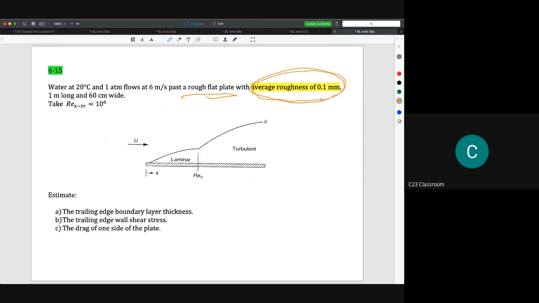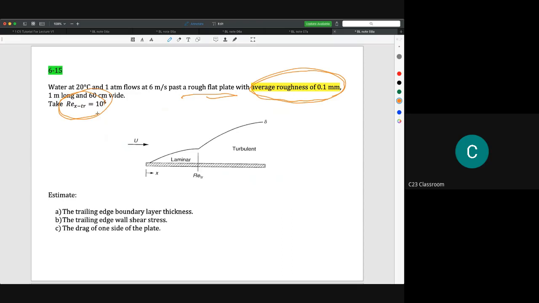So, and then 0.1 millimeters. The plate is 1 meter long and 60 centimeters wide. Please, we also take the Reynolds transition here at 10 to the power of 6. Normally in real cases, when we have a rough surface, the transition will occur earlier, so it might be at 10 to the power of 5 and so on. But at least we want to maintain the question.